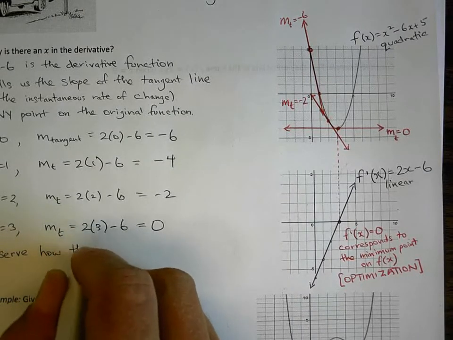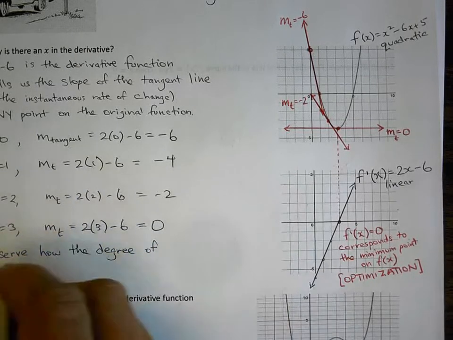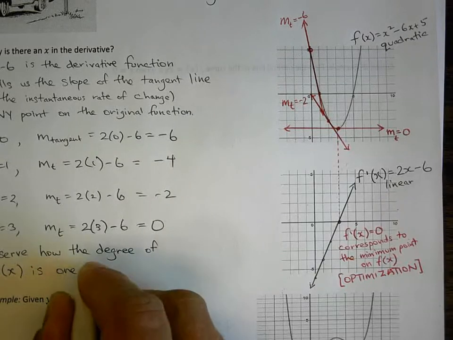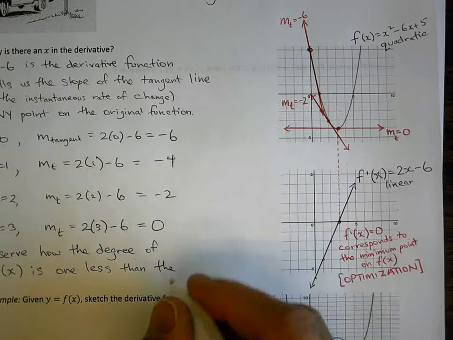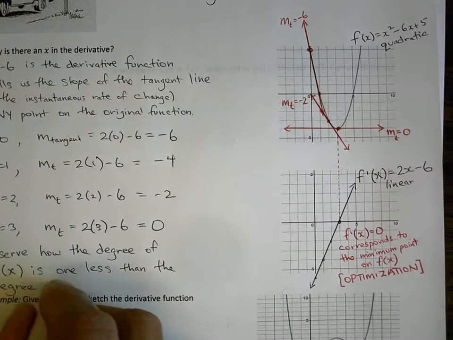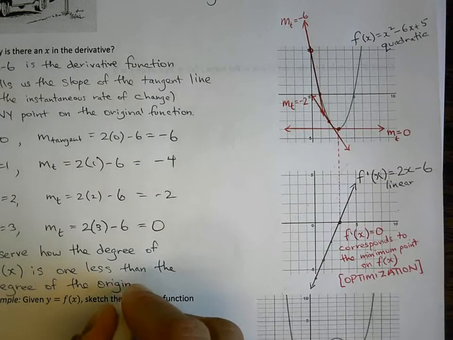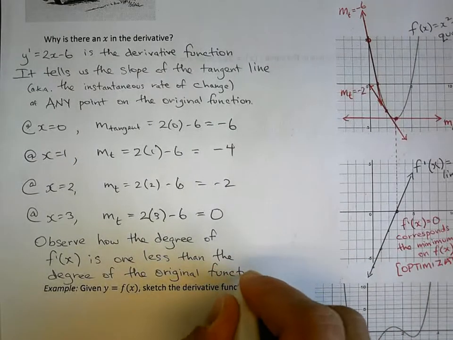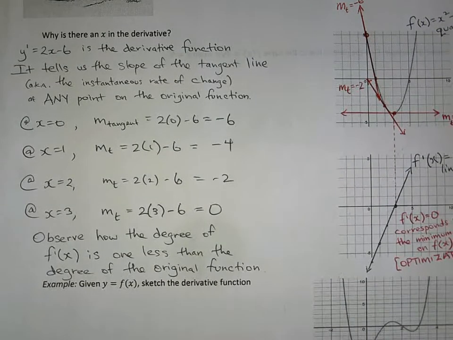Observe how the degree of f prime at x is 1 less than the degree of the original function. Okay, that's one neat observation.